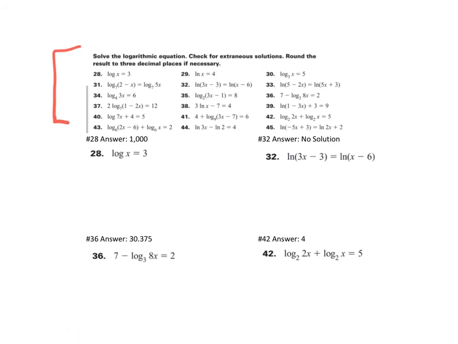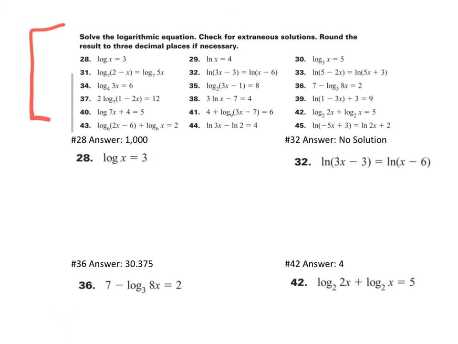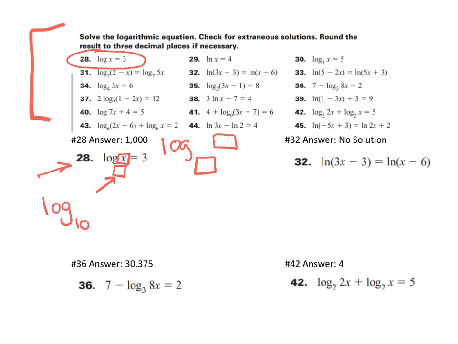So let's try 28. If we look at 28 right here, here's the problem. Now, when I see log, there's always a base and the of. Now, I see that down here, I don't see anything right next to log, I see an x. I know that it's base 10. If I don't see that base, I know it's base 10. I'm going to put that 10 down there.